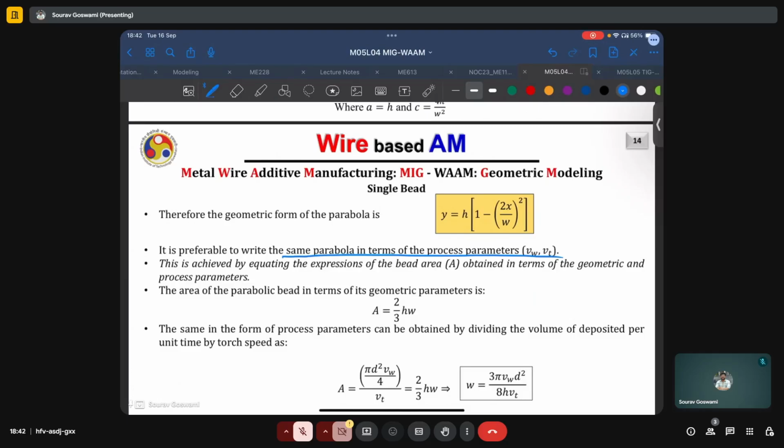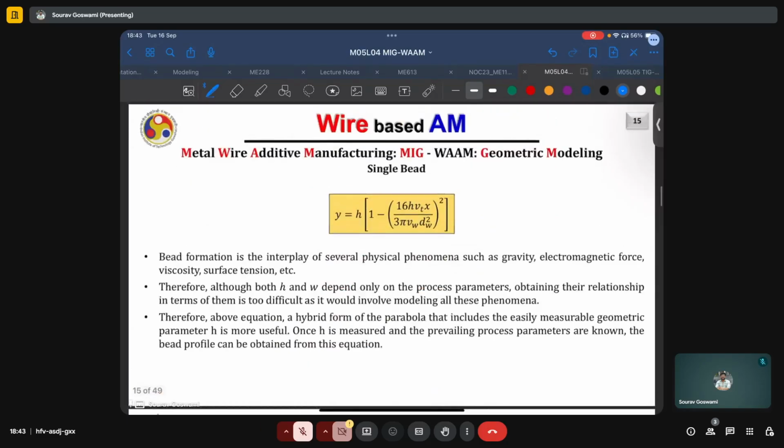Now for a parabolic bead, the area, as we know, is 2/3 height into width, and in terms of process parameters, it can be obtained as πd square Vw by 4 Vt, where Vw is the wire feed rate and Vt is the torch speed. And thus w can be obtained as equal to 3 pi Vw d square by 8h Vt. Thus the bead profile itself, y, is equal to h times 1 minus square of 16h Vt x by 3 pi Vw d w square.